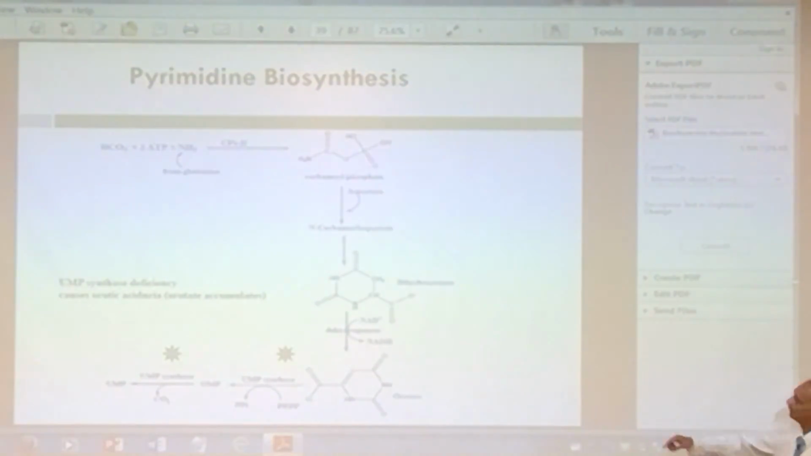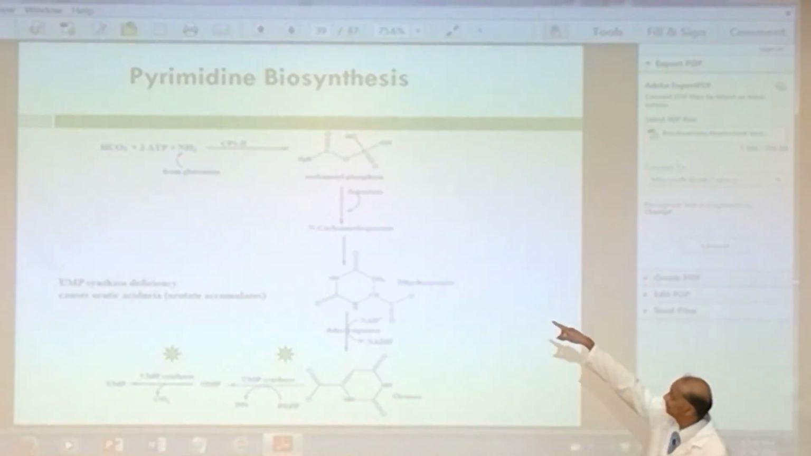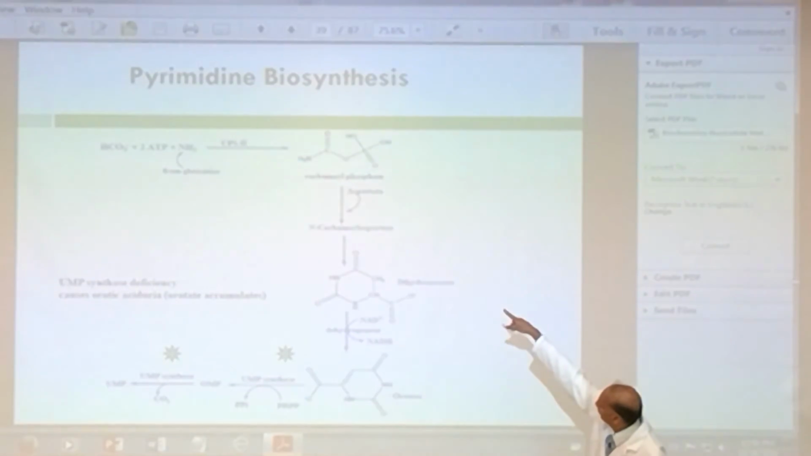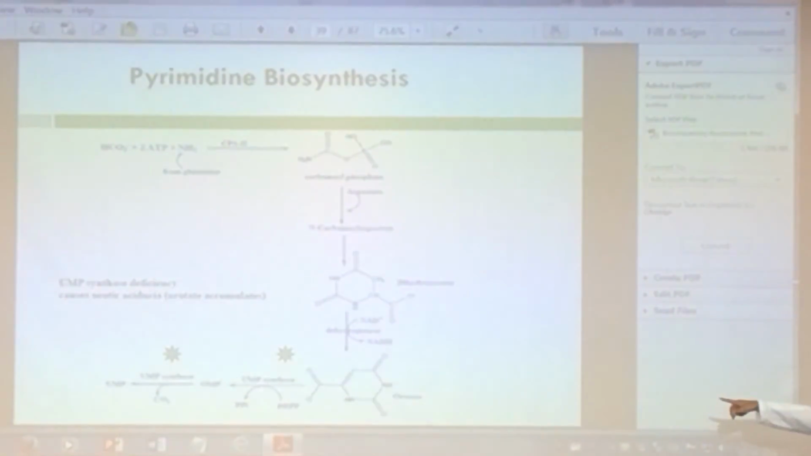Pyrimidine synthesis. Carbamoyl phosphate synthase 2, that's the cytosolic version. You form the cyclic compound with dihydroorotate, and then you get orotate, and then the orotic aciduria, you get the accumulation of orotate, right? That's an acidic compound.